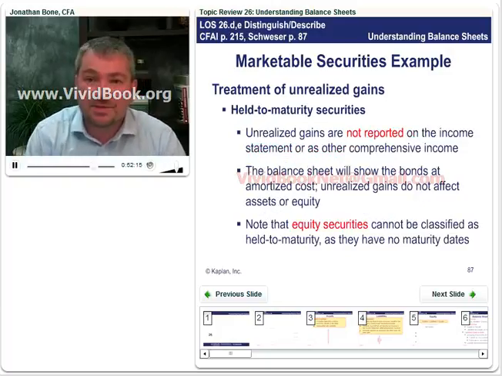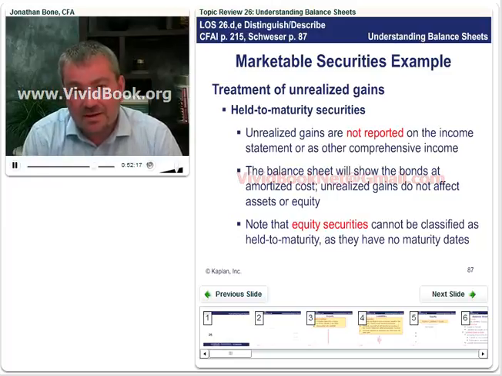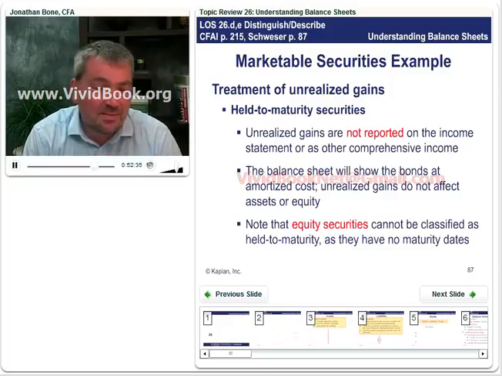And finally, held to maturity. Well, remember, under held to maturity, the investment is reported at amortized cost. Now, of course, we don't have any premium or discount amortized here, so it will just sit at $1,000 over its life. Remember, if you buy bonds at a discount, they'll increase to par over life. Buy them at a premium, they'll decrease to par over their life.